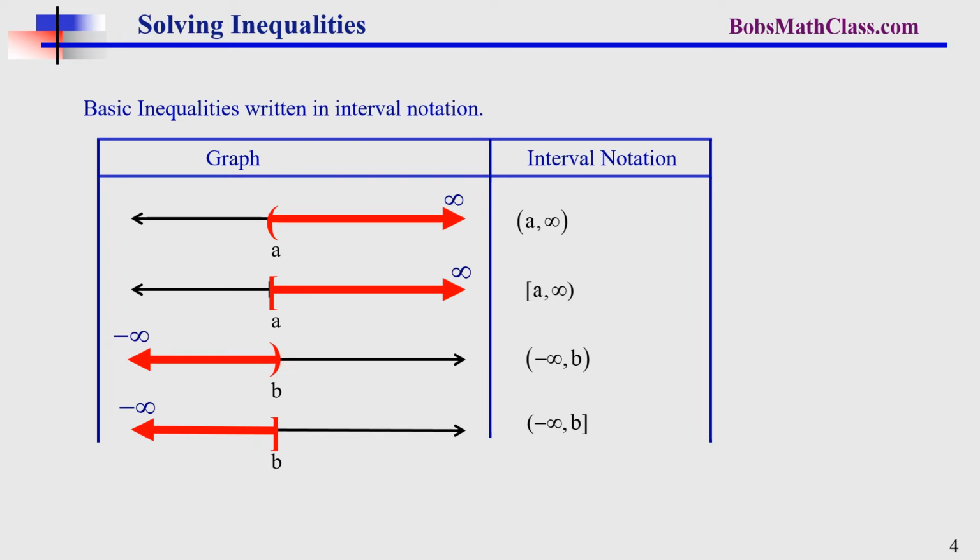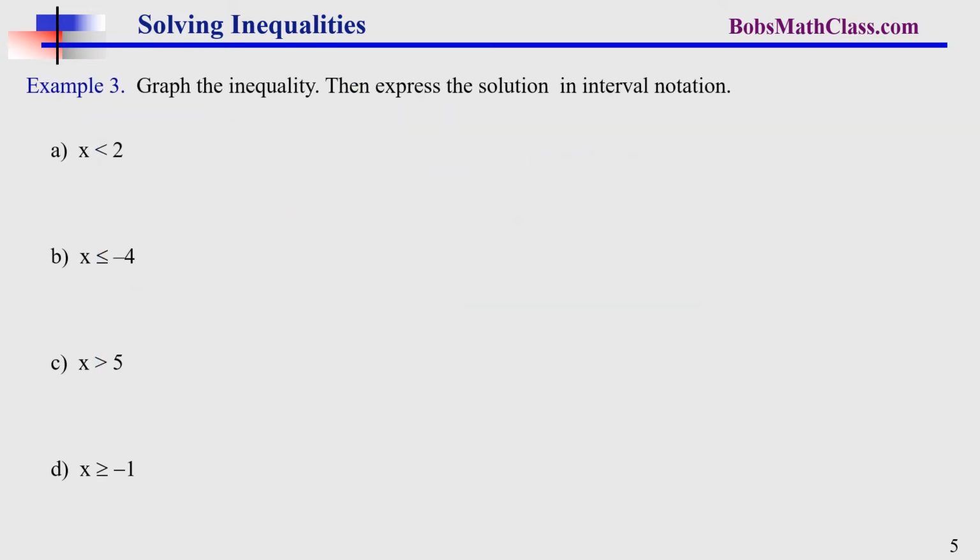See how the column to the right is easier to type than the column on the left? Okay, so let's graph these and then write it in interval notation. So x less than 2, you might want to pause the video and then work it out.